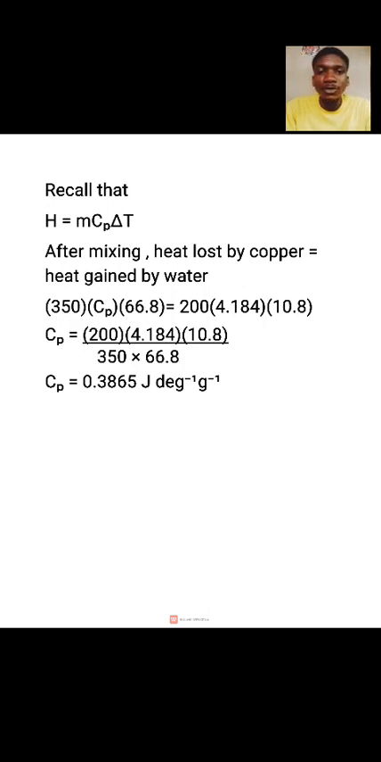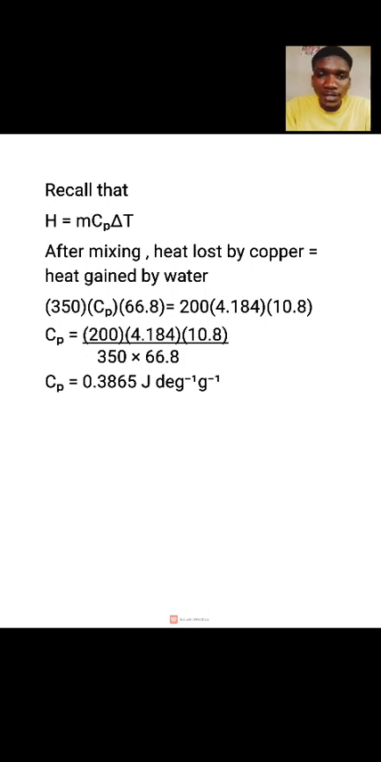So making C subscript P the subject of the expression, we have C_P is equal to 200 times 4.184 times 10.8, divided by 350 times 66.8. I will have the specific heat capacity of copper to be equal to 0.3865 joule per degree per gram.